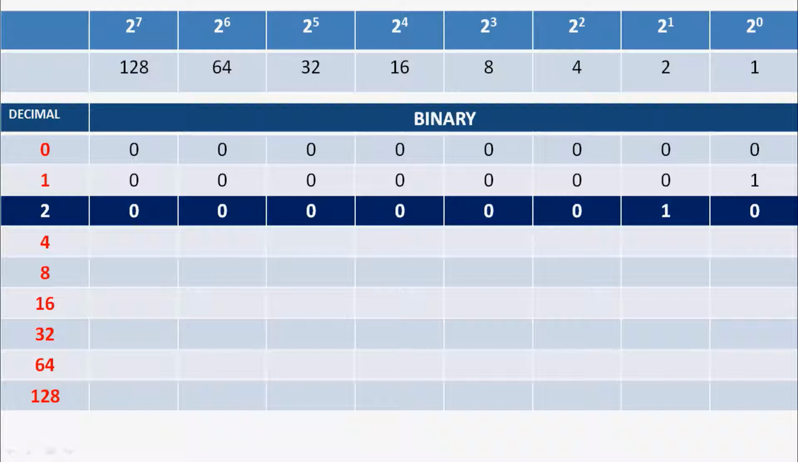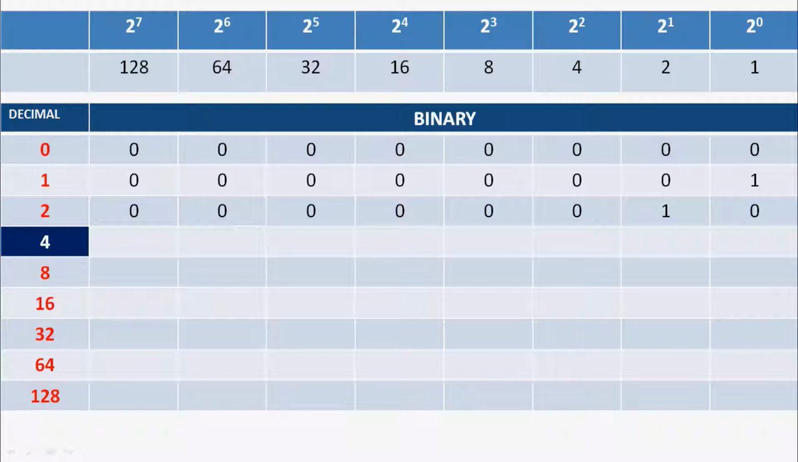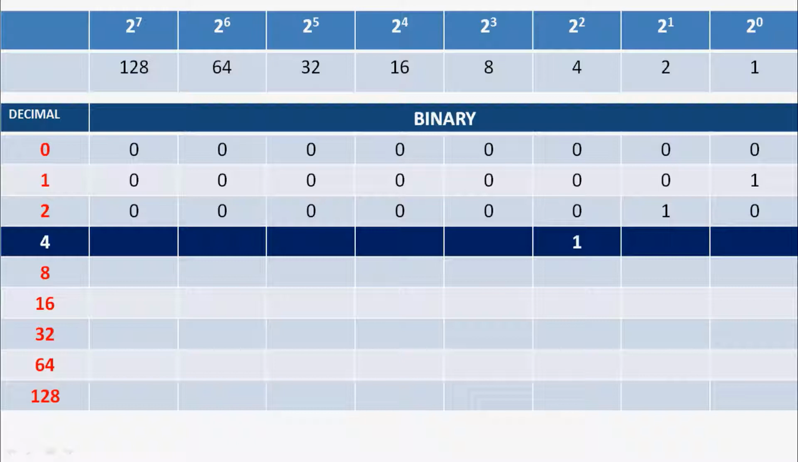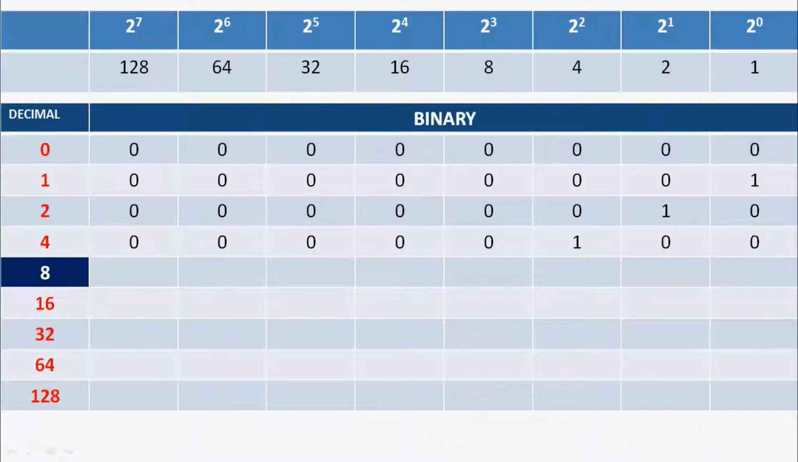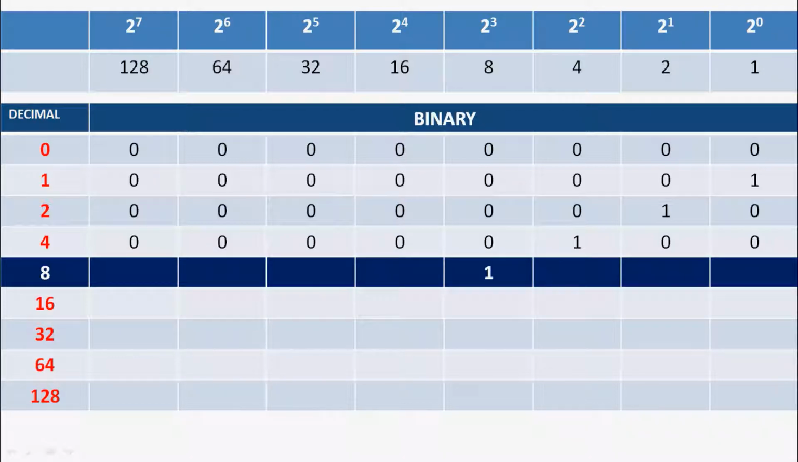Now we'll move to decimal number 4, and we can see in the above table the number 4, that is 2 to the power of 2. Straight to that column we added 1, and in all other columns we put zeros. Here we get the binary of number 4. We will go to 8. Yes, here we can see 2 to the power of 3 is 8. Straight to that column we are going to put 1, and all other columns we are going to put zeros.